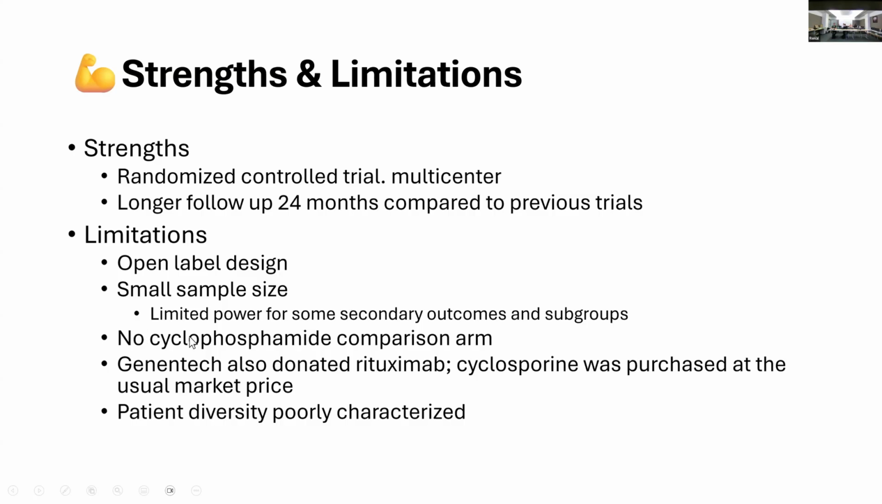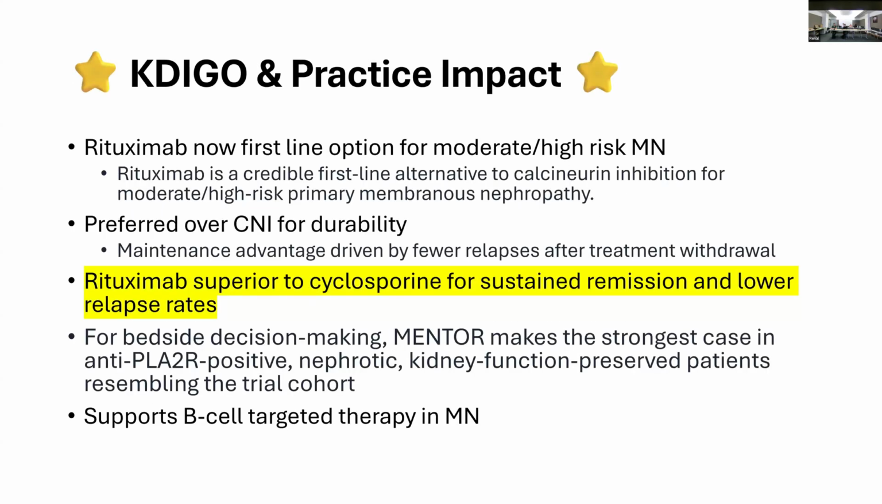And then they also didn't use cyclophosphamide, which is one of the big treatments that's recommended. Genentech donated the rituximab for the study. And then there was poor characterization of the patient diversity, so it's hard to say, does it correlate to our patient population? But overall, this was a very impactful study. Now rituximab is considered first line for moderate to high risk membranous nephropathy. It's actually preferred over CNI for durability. And that's the takeaway from the study.